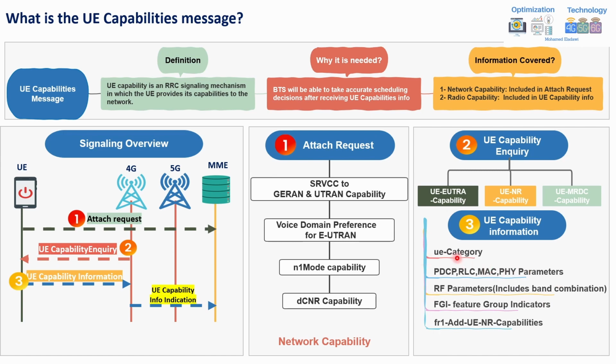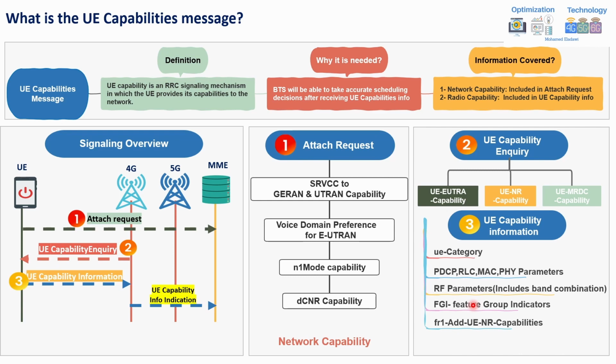For example, what is the type of the UE category, PDCP, RLC, MAC, physical parameters, RF parameters, which covers the band combination, which we'll go through in detail on how to read it in the next slides. Then there is the FGI, feature group indicators. This covers around 32 features, and the UE is informing whether it's supporting these features or not.